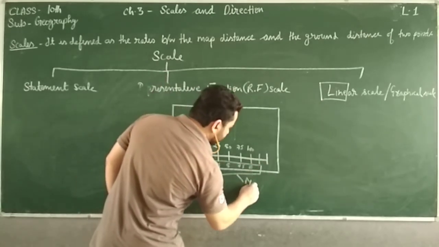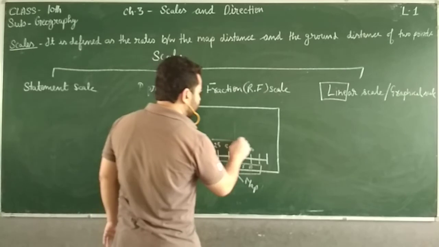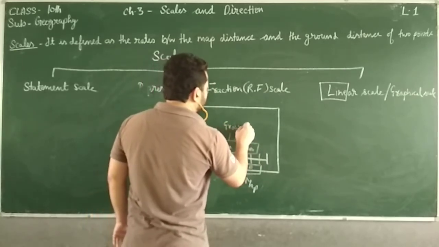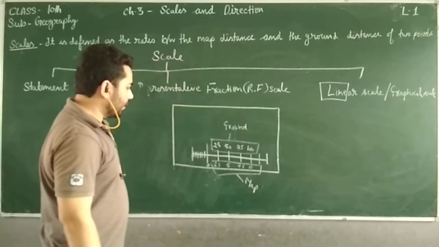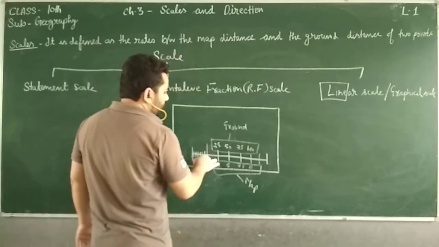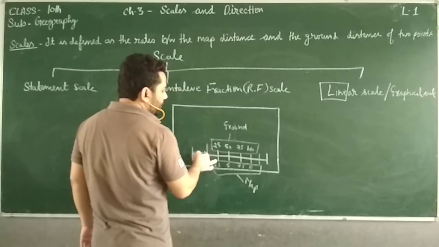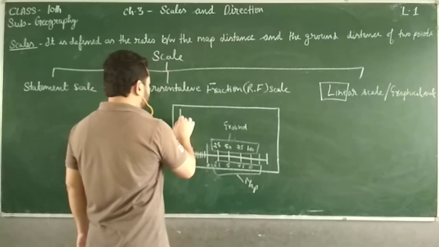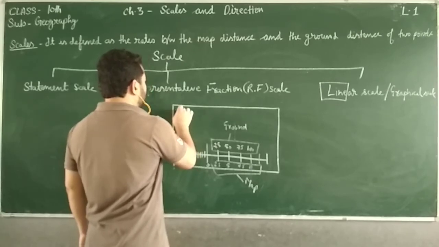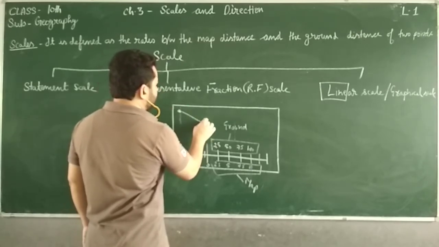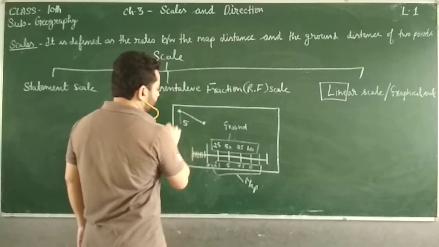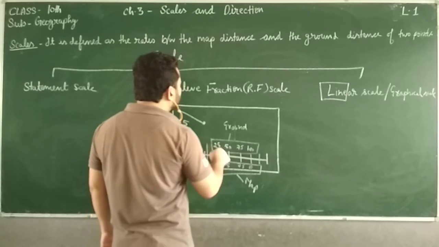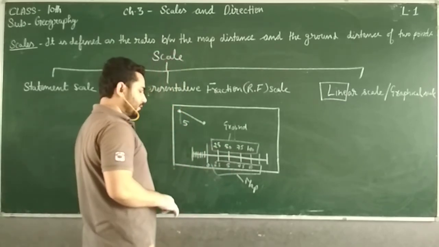map distance, distance on map, and this is ground distance, distance on ground. Clear? If you are measuring something and that is 2.5, okay, from here to here, if the distance between these 2 points is 5. Okay, clear? So it will be 50 on ground, like this.